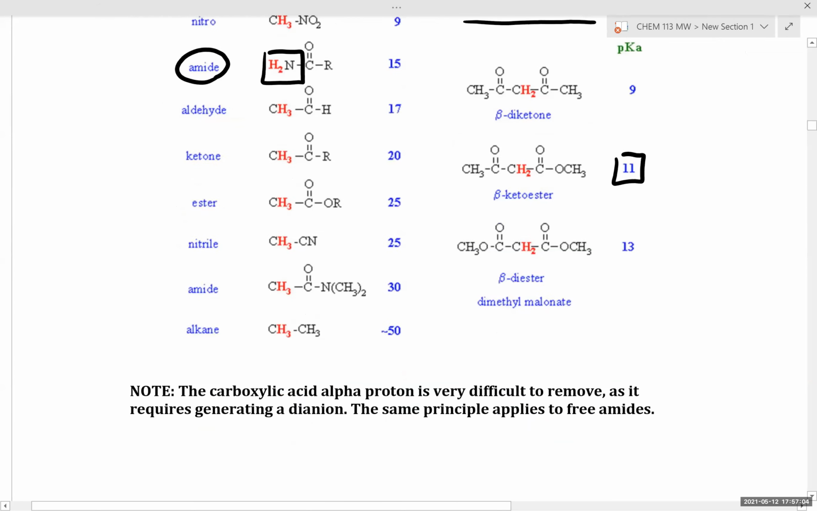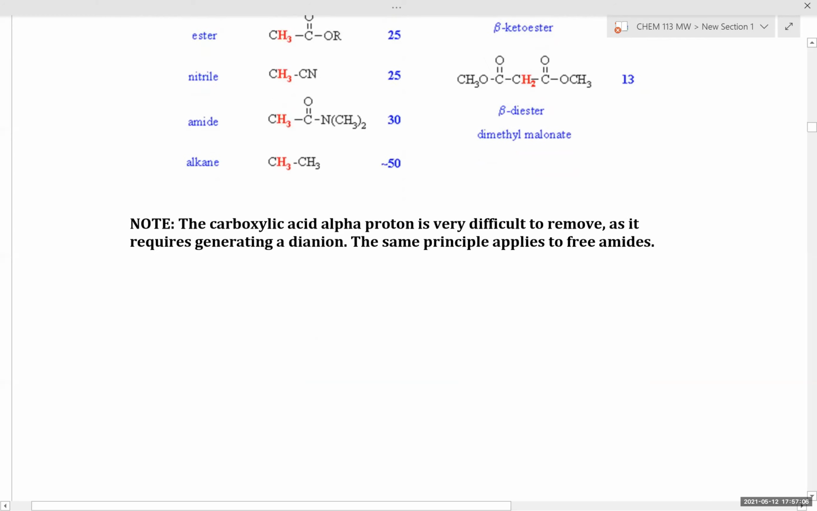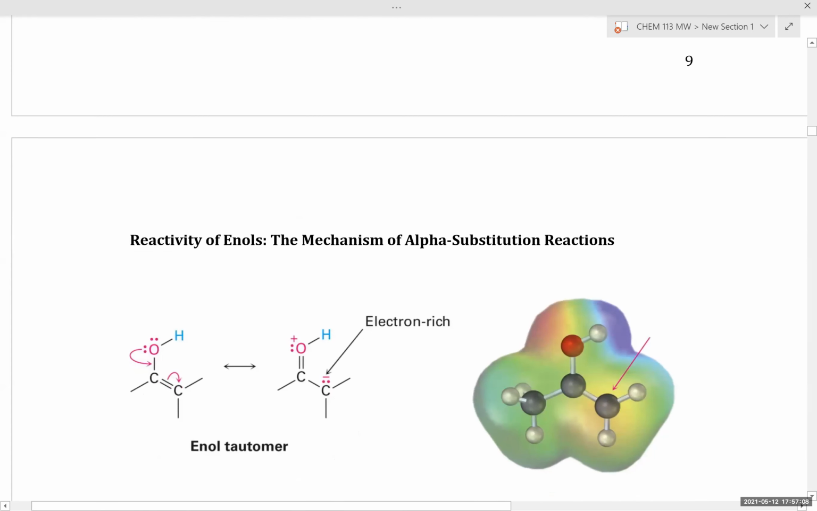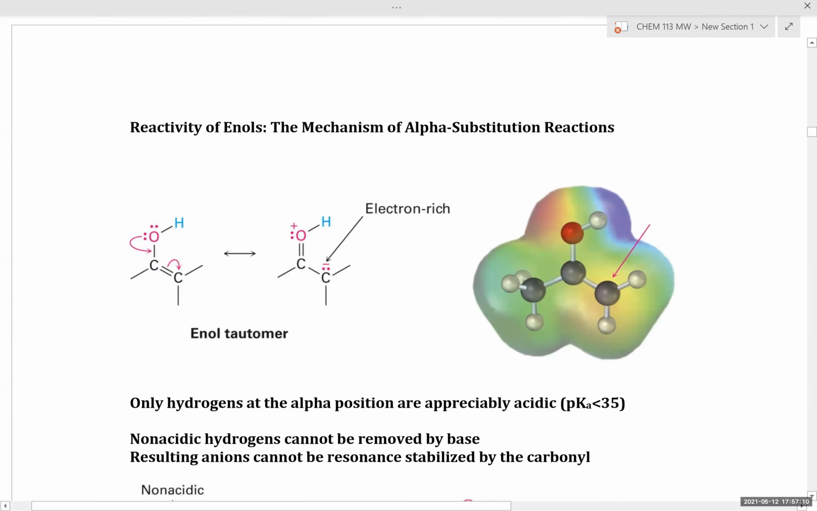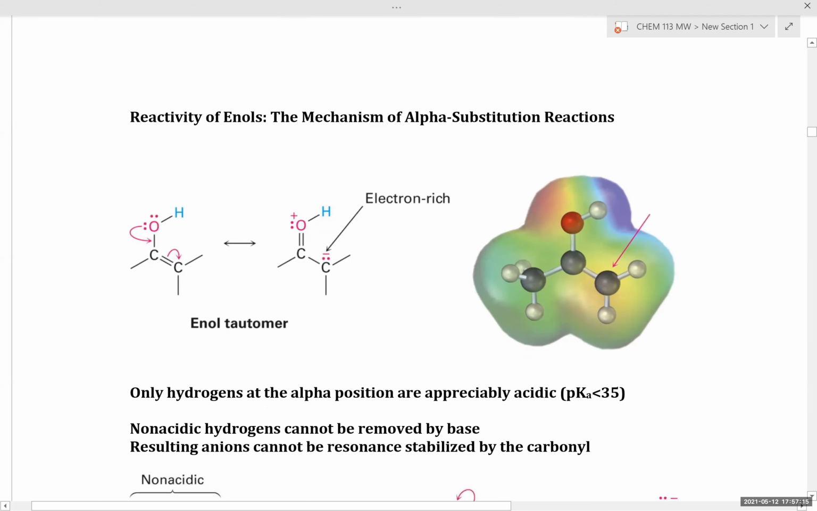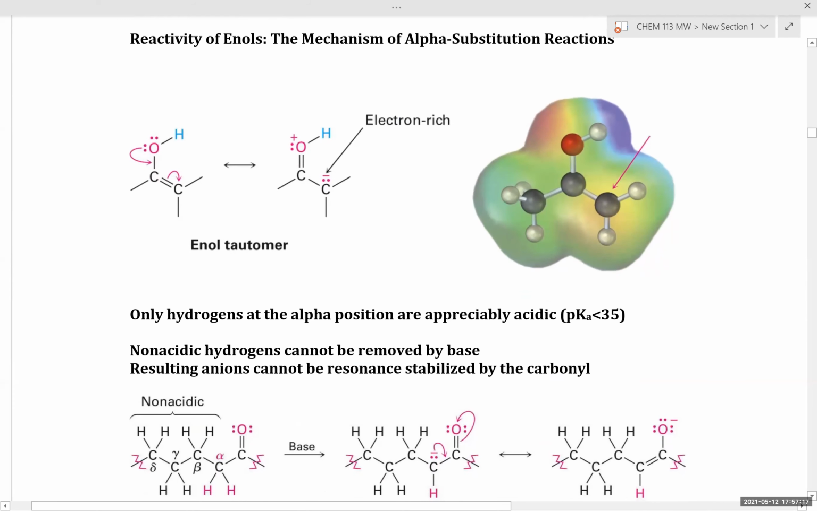Now, to add a little more context here, let's talk a little bit about the reactivity of enols. And let's just highlight a really important point. When we look at an enol and we draw out a resonance structure for this enol tautomer, we notice that the alpha position is quite electron rich.